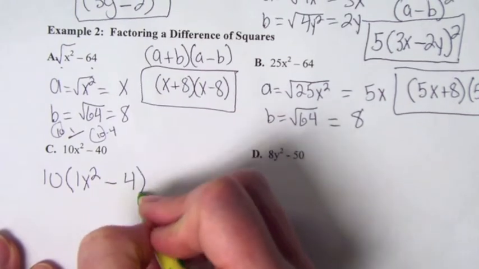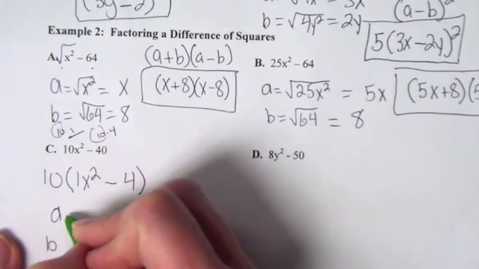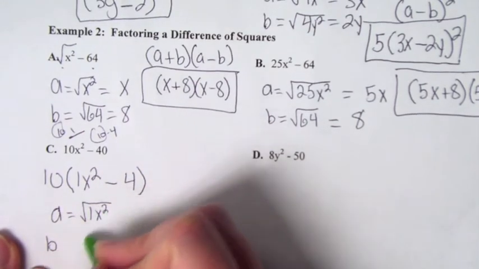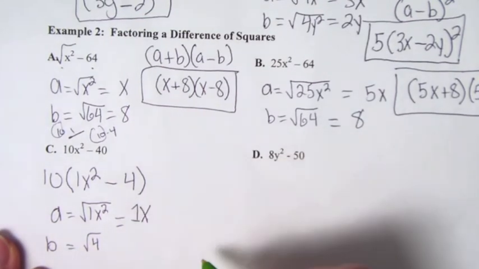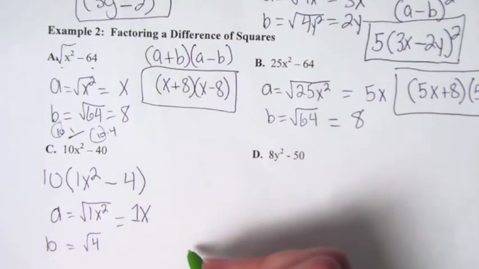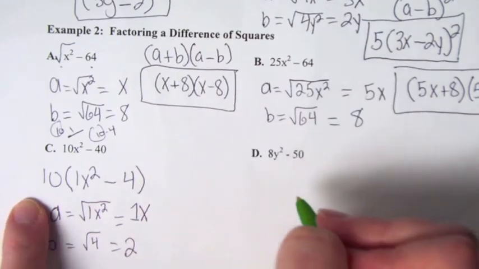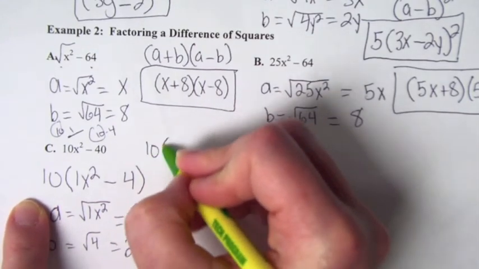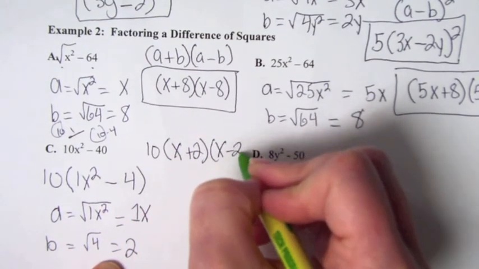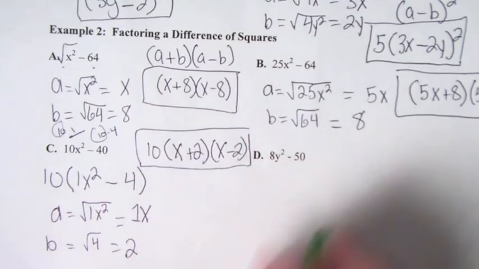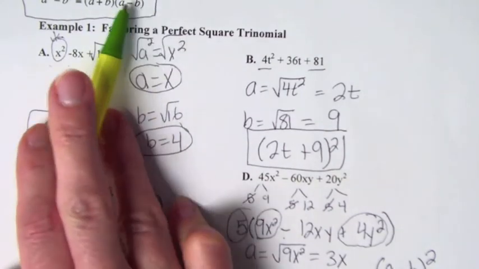minus 4. Now, 1x squared and 4 are both perfect squares, so now we can find our a and our b. Our a is the square root of 1x squared. B is the square root of 4. So on top, we just have x. You can write a 1x if it makes you feel better. Square root of 1 is 1. Square root of x squared is x. And then this is 2. So then our factors, you can't forget about the 10. The 10 has to come into play. So 10 is a factor. And then we have x plus 2 and x minus 2. Because again, it's still a binomial, so we're still using this last formula right there.